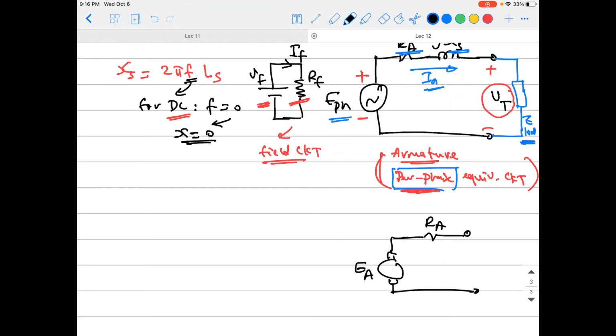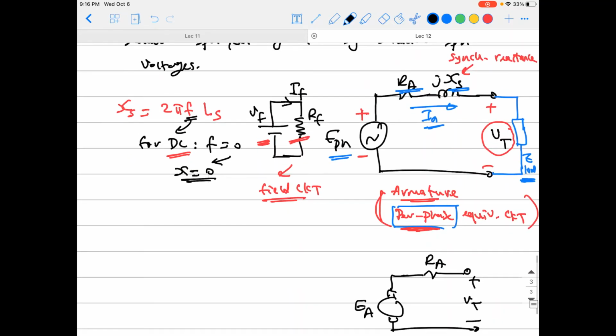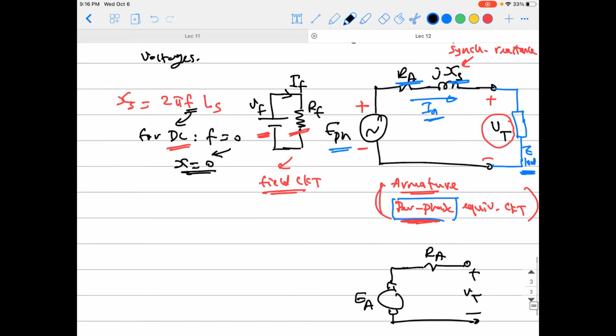That was the E armature, and that is the R armature, and here the terminal voltage. Okay, that was for the DC machine. So you have one big difference. It is just in here we have the synchronous reactance, like I said, because we have AC quantities.